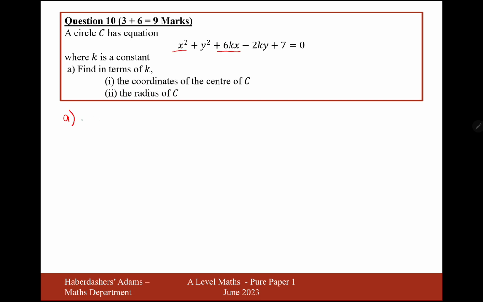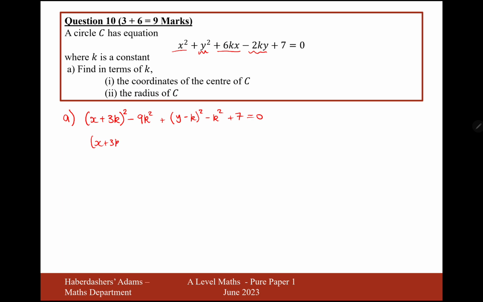Just looking at the x terms first, this tells me I need to do (x + 3k). You halve the expression in front of x and you put it in the bracket, squared, minus 9k squared. Then we're going to do the same thing for the y expression: (y - k) squared minus k squared plus 7 equals 0.